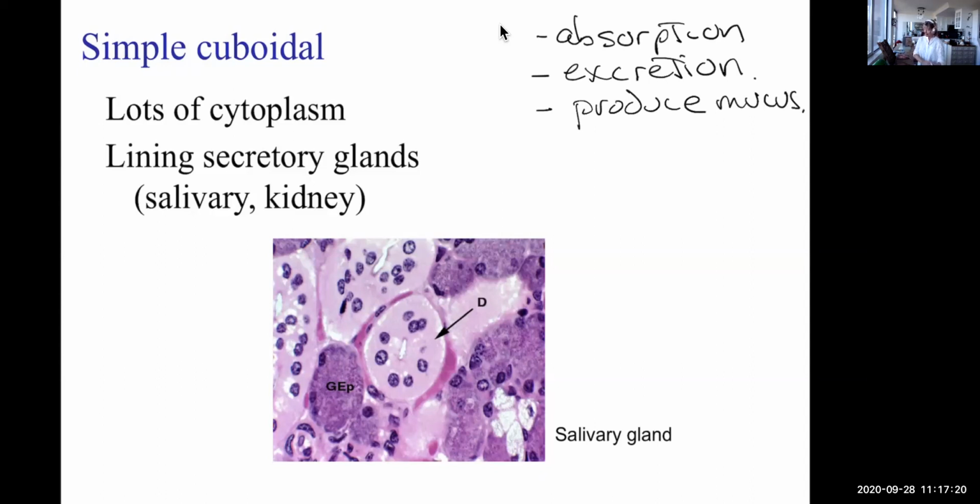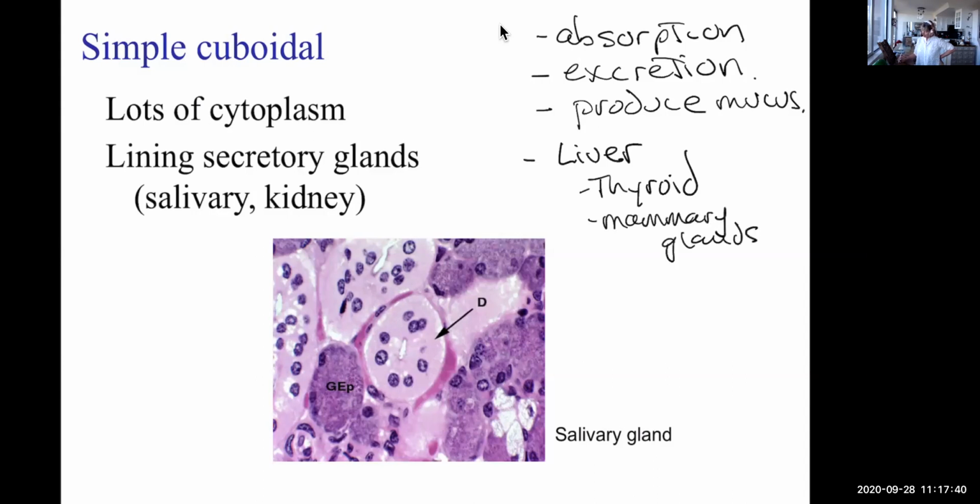You will find simple cuboidal cells in the liver, bile ducts, for example, the thyroid, which produces and delivers hormones to the body, mammary glands, salivary glands, other kinds of glands, the bronchioles, and here are the kidney tubules.